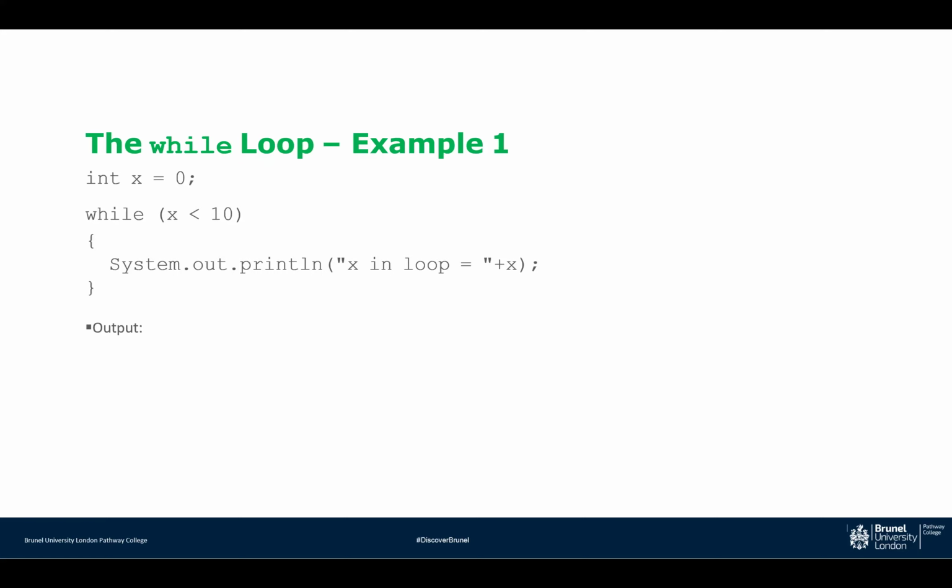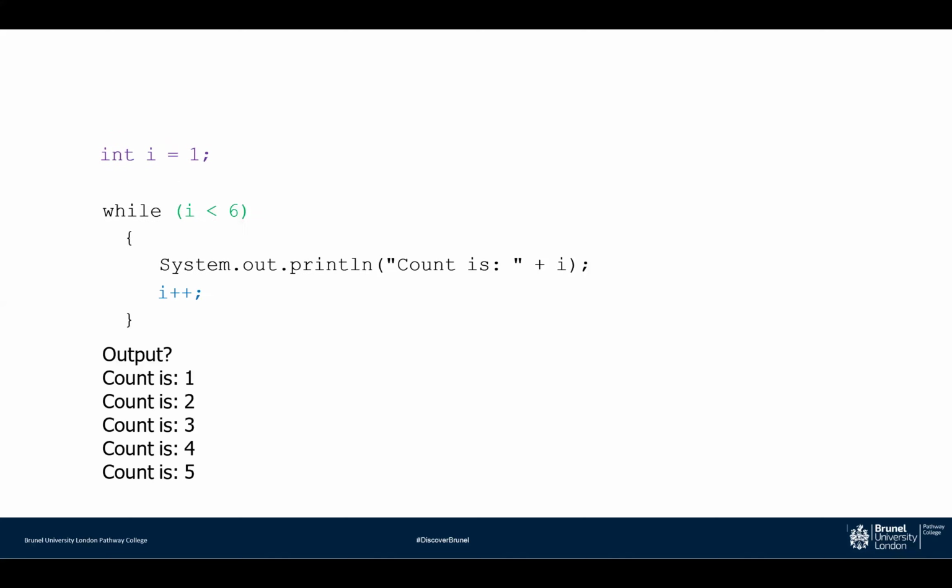0, is it less than 10? Yes, go run the code. It will keep doing this forever because I'm not changing the value of x at all. So it will stay 0 forever, and that's what we get: x in loop equals 0, etc., forever. It will not stop. That's why with a while loop, we need to be careful about having the increment or decrement inside.